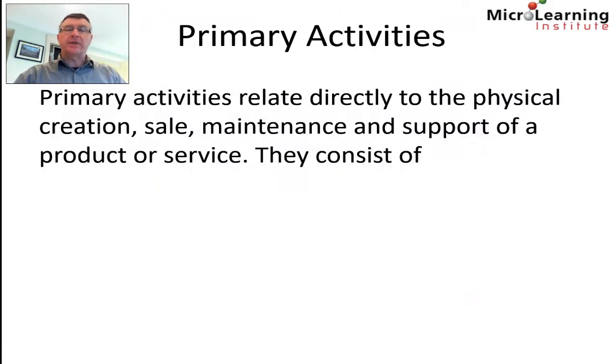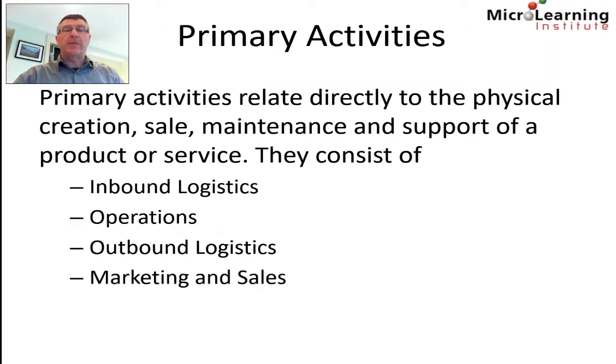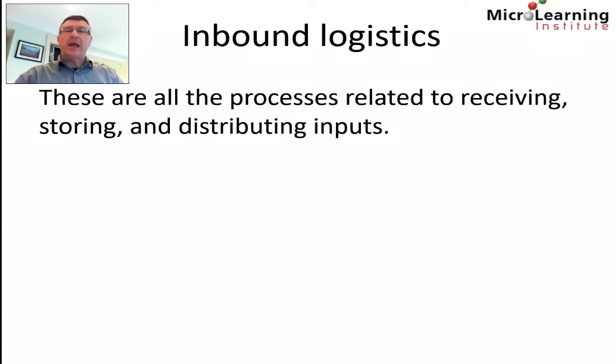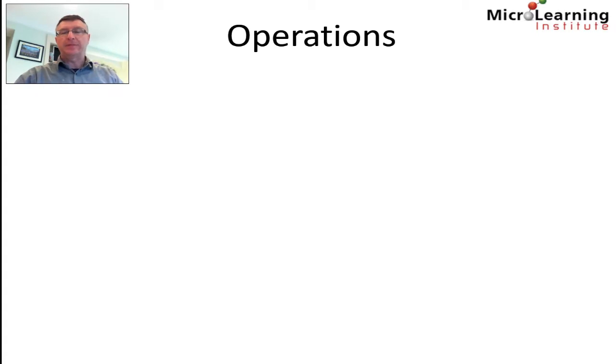The primary activities relate directly to the physical creation, sale, maintenance and support of the product or service that's operated by the company. They consist of inbound logistics, operations, outbound logistics, marketing and sales, and customer service. Let's look at the first one of these, which is inbound logistics. These are all of the processes relating to receiving, storing, and distributing the inputs to the organization. Supplier relationships are a key factor in creating value here.